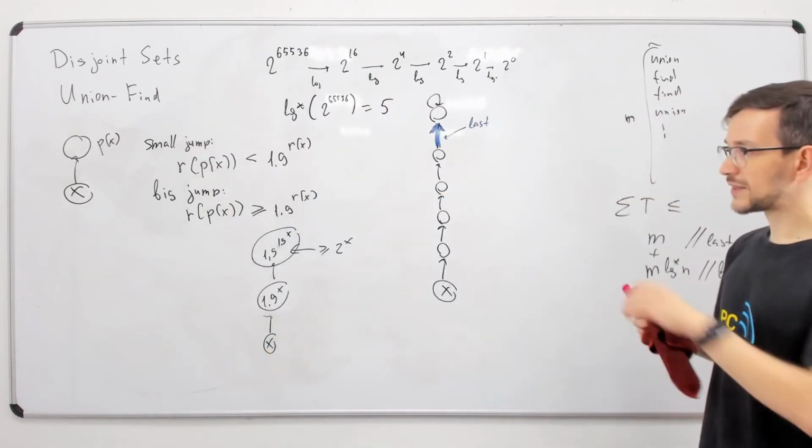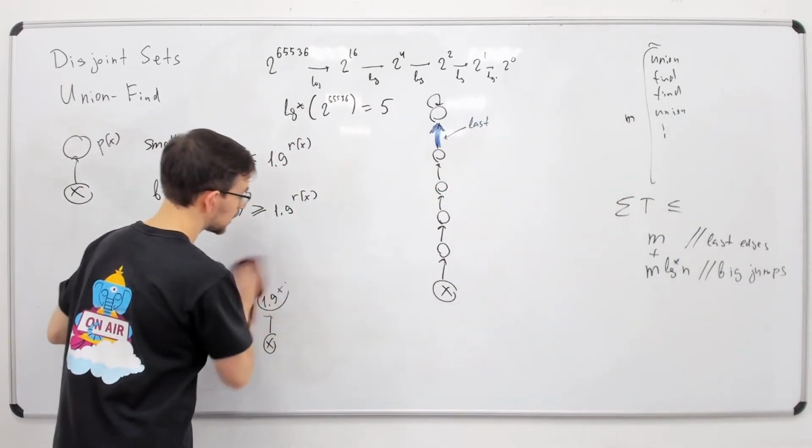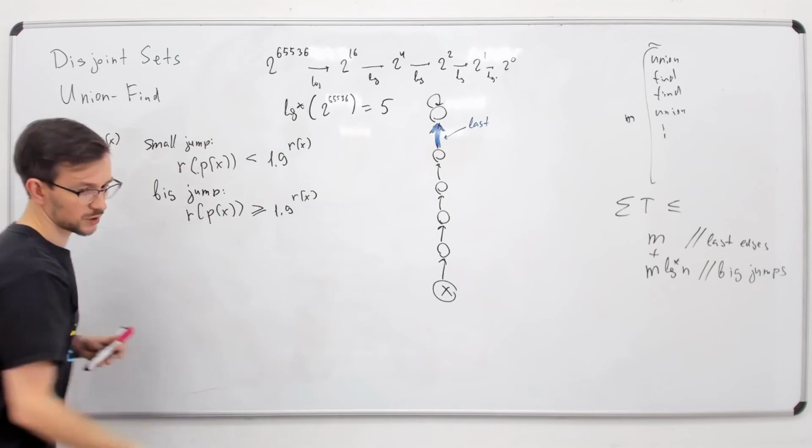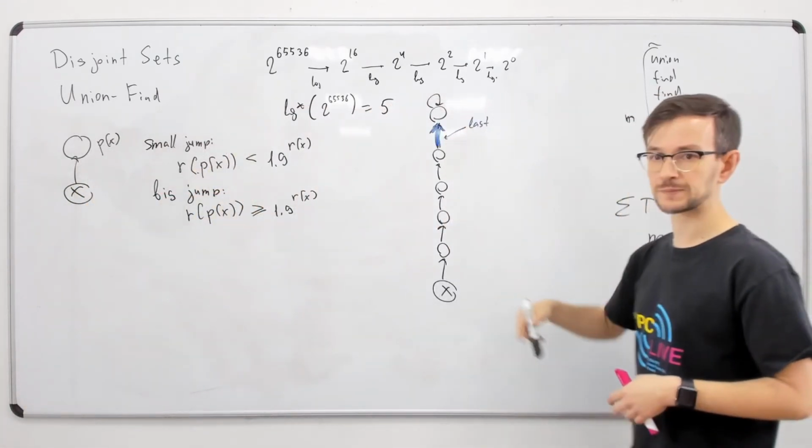That's all. And finally, let's calculate the number of small jumps. To calculate the number of small jumps, let's look at some integer, some node x.